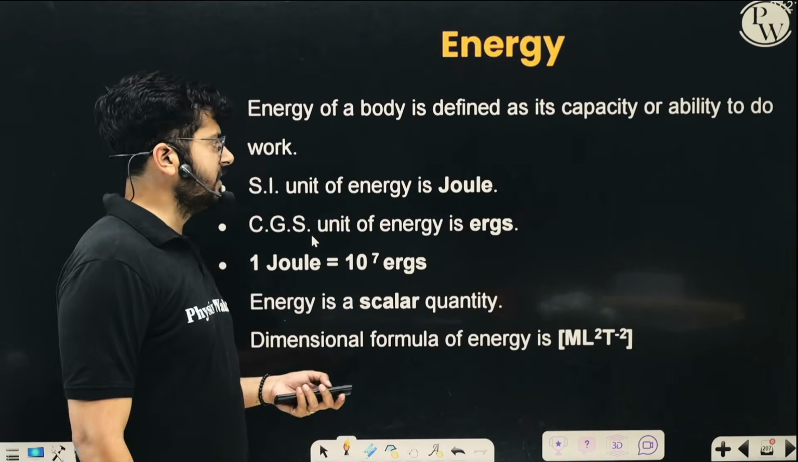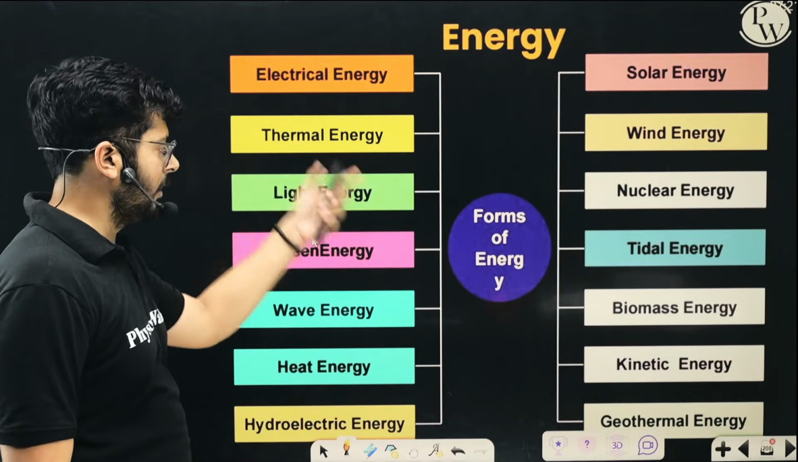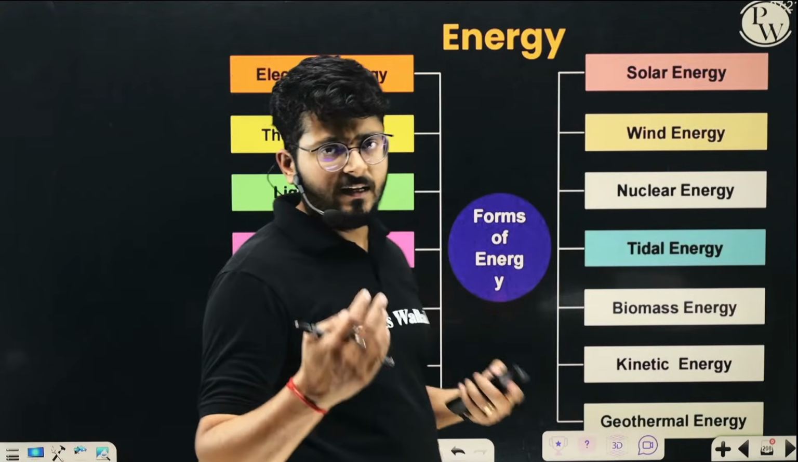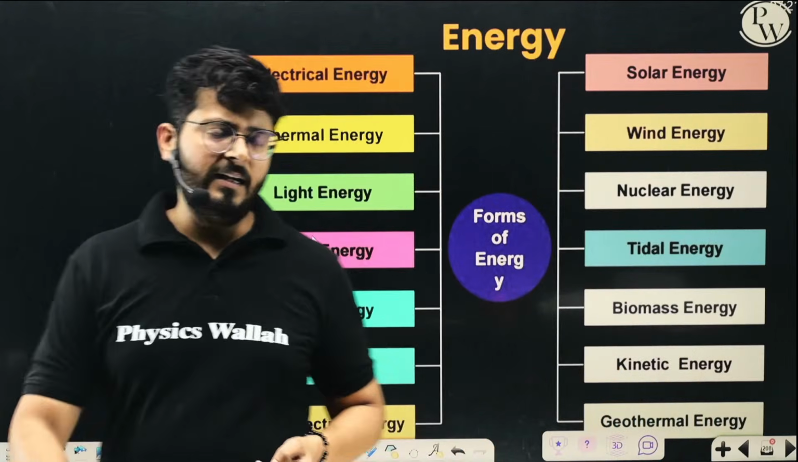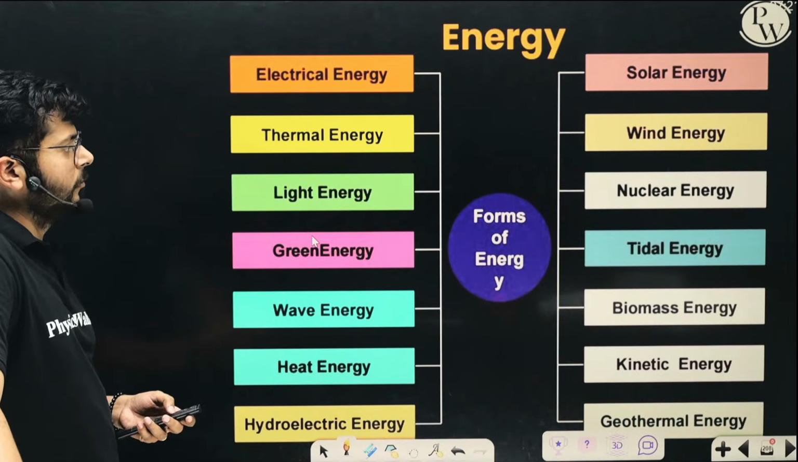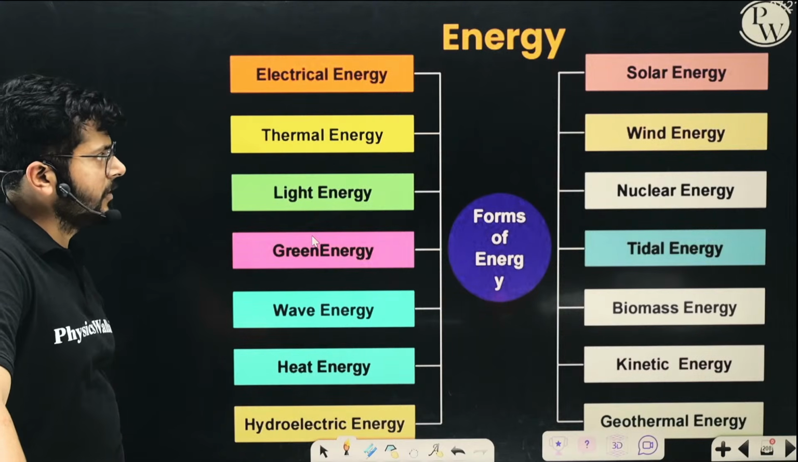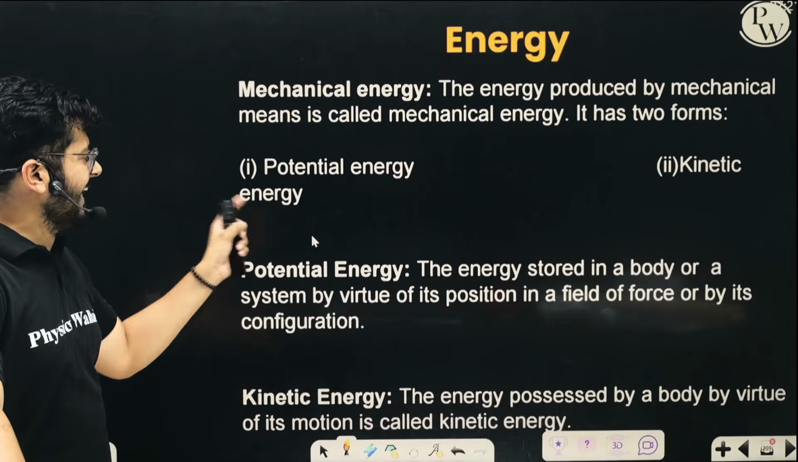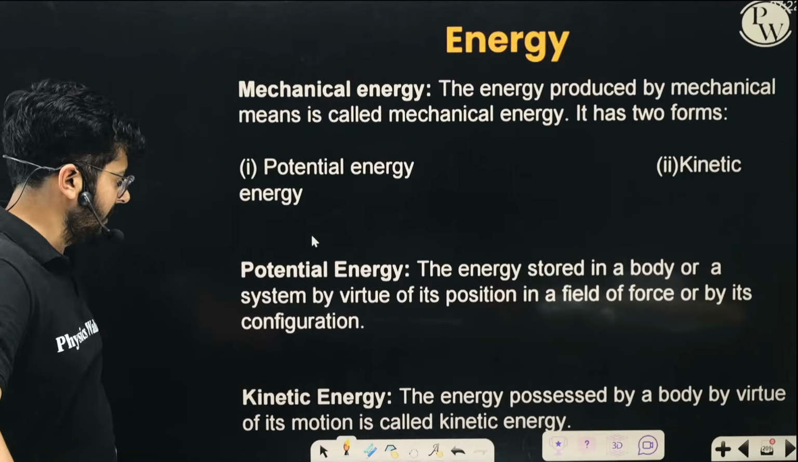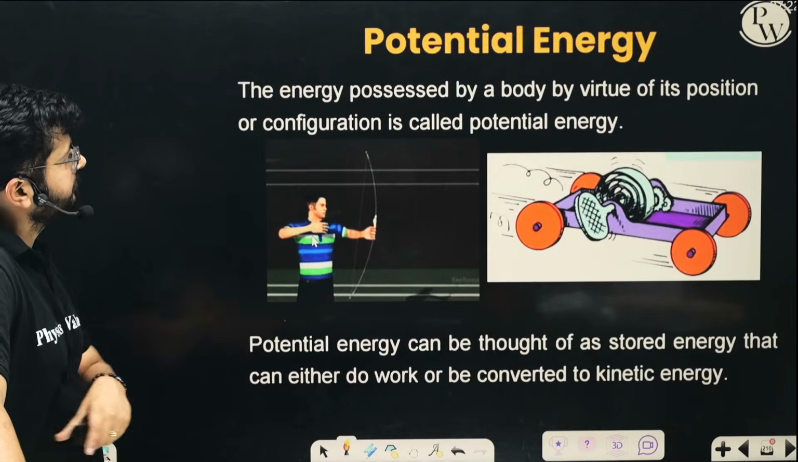Now the energy is there, right? There are different forms of energy. Energy is the ability of the body to do some work, right? Ability of the system, basically, we can say, to do some work. There are a lot of different forms of energy. We are not interested in all of them. We are interested in mechanical energy. Mechanical energy means potential and kinetic energies, right?